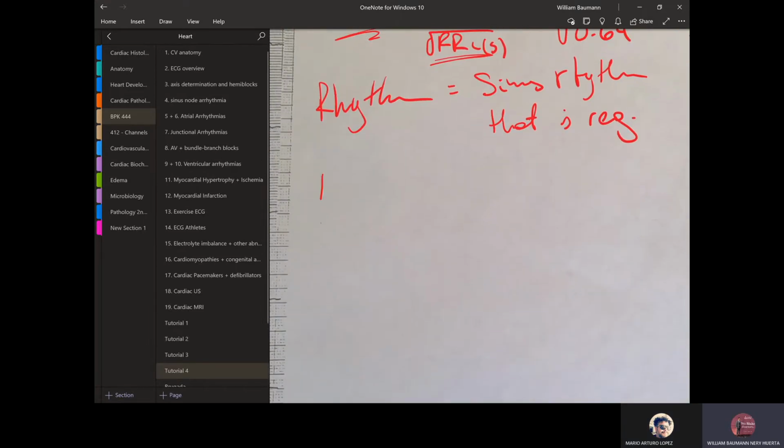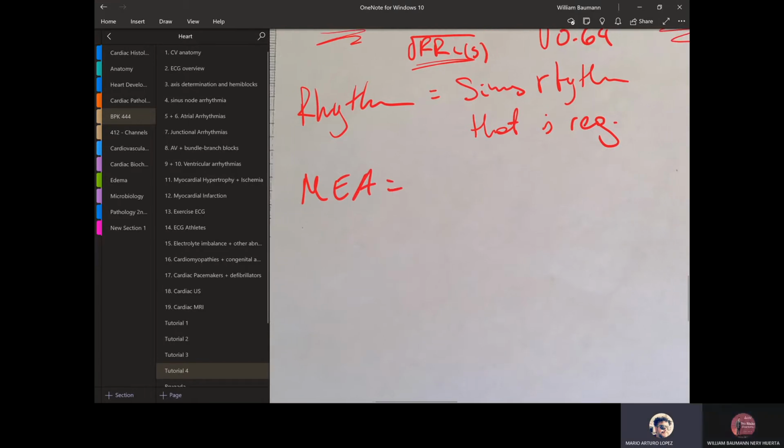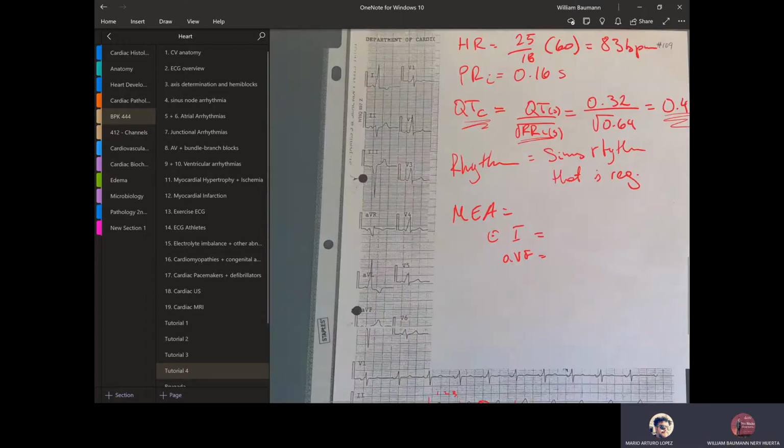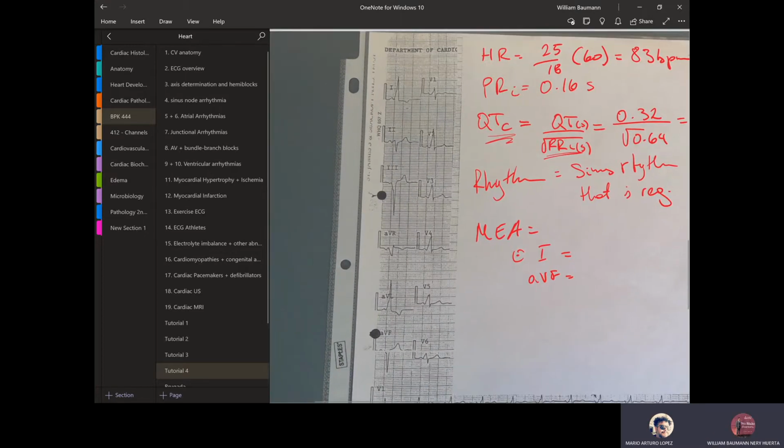All right, show me the mean electrical axis. Which leads are you going to use for this guy? 1 and AVF. Exactly. Here's our 1, and where's our AVF? 1 is positive and AVF is negative, which is what you would expect. That gives us quadrant 4.